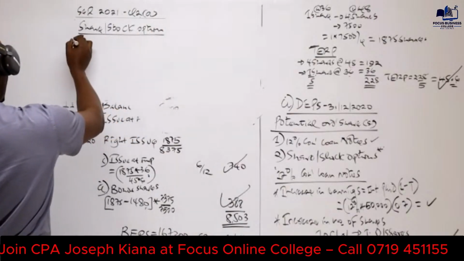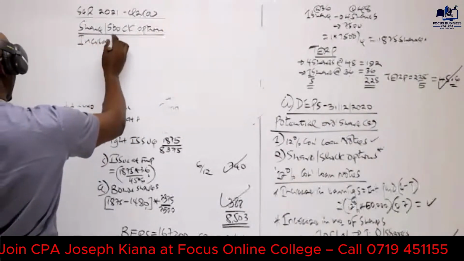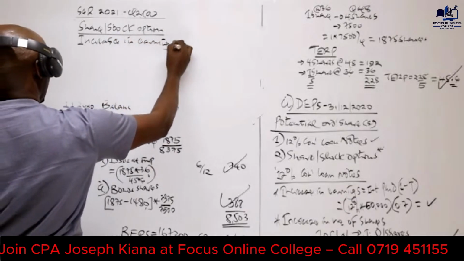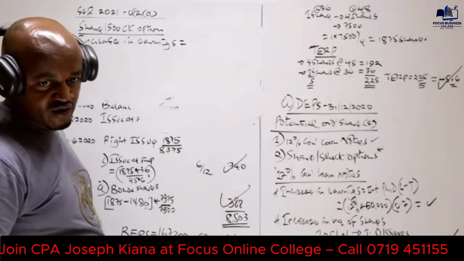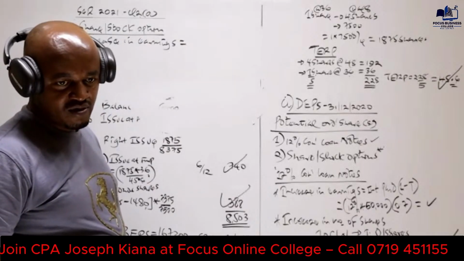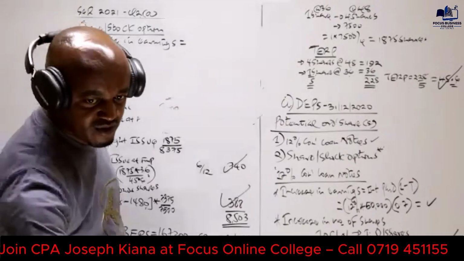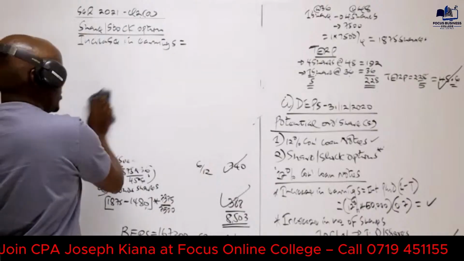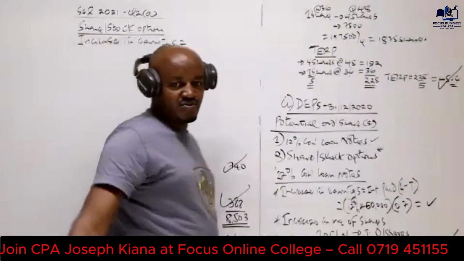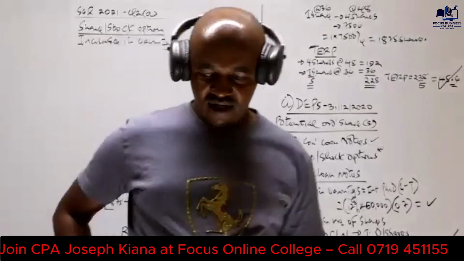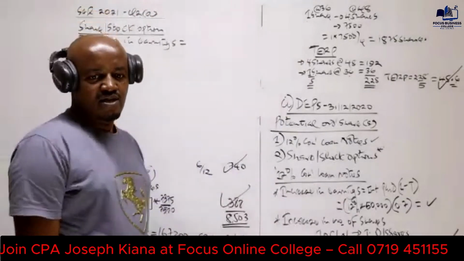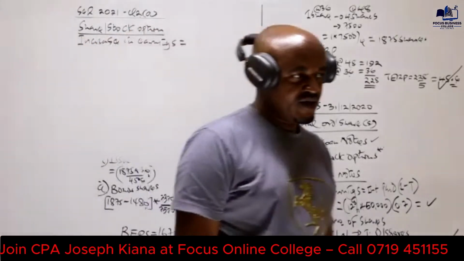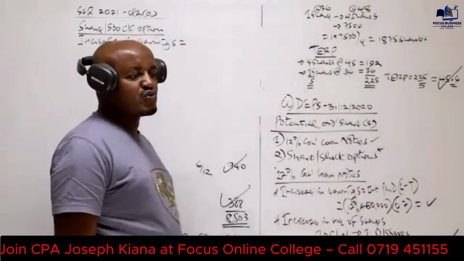We start by computing the increase in earnings. Now, the increase in earnings, if you can recall, what is the increase in earnings for the stock option or the share option? That is something we discussed in our previous class. Who can recall? We say that this one is always equal to 0.